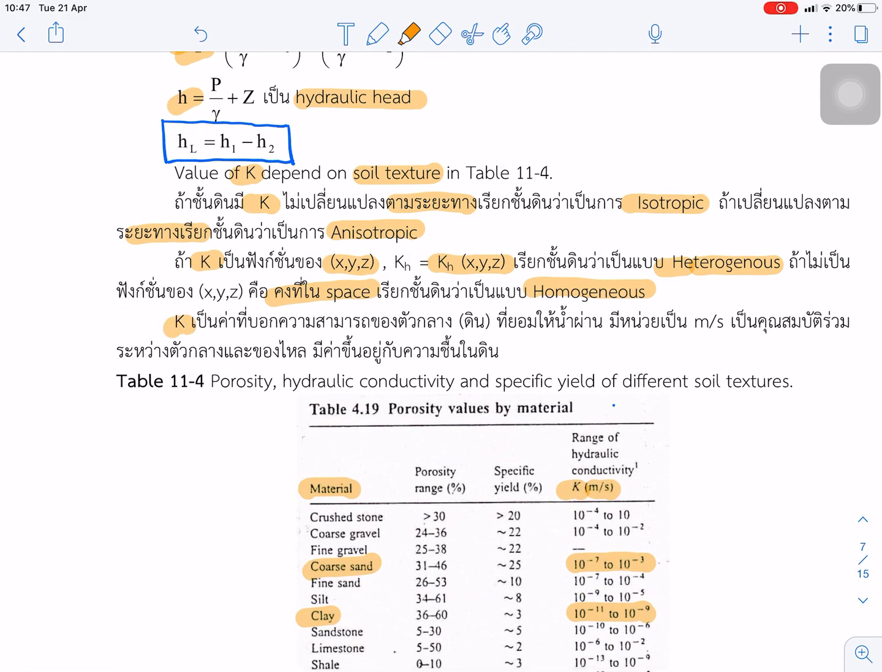So K shows the ability of the porous media or soil to allow water to pass through. The unit of K is meters per second, or length over time, and K is a function of the fluid properties and soil moisture as well.